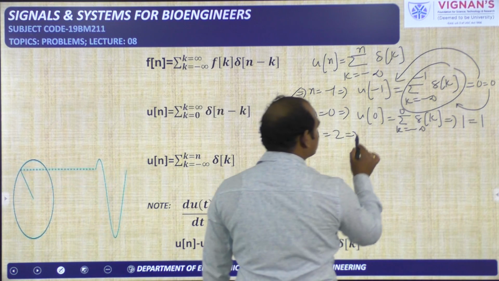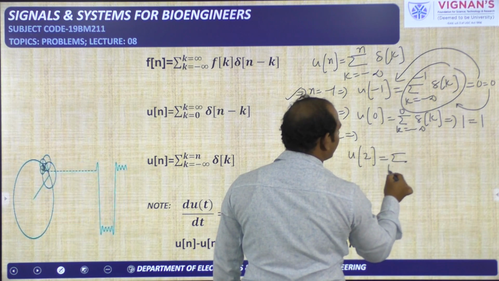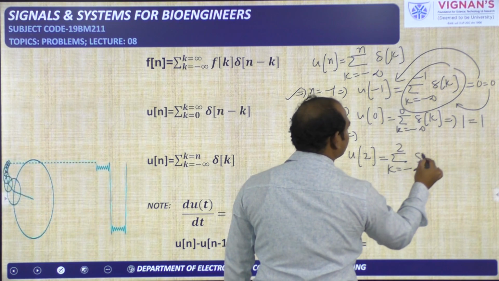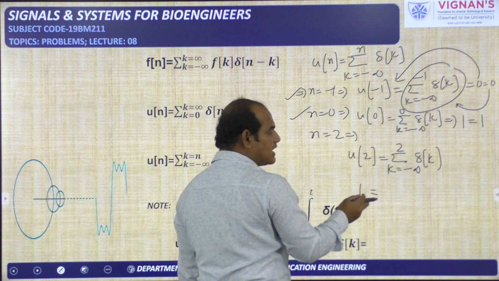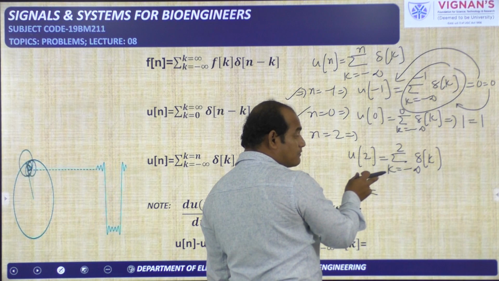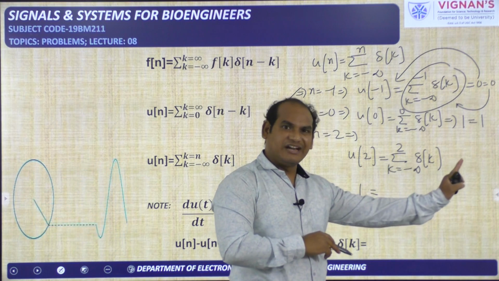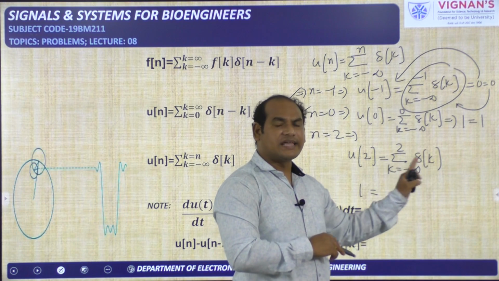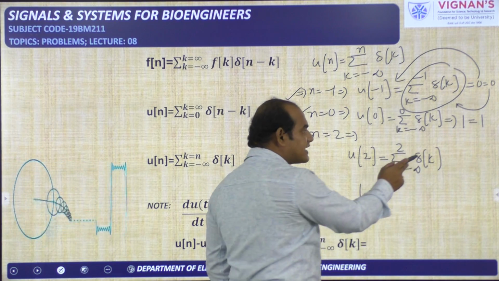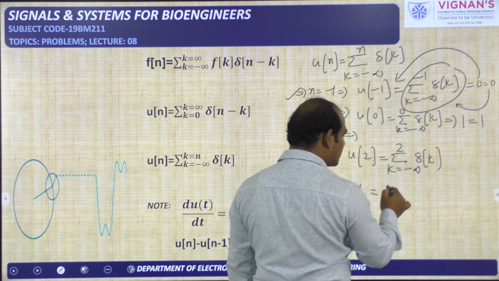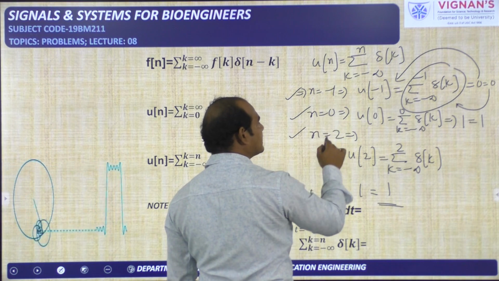Now substitute n is equal to 2 in this equation. U of 2 is equal to sigma k is from minus infinity to 2 del of k. U of 2, right side, you will get 1. On this side you see, you are adding this impulse signal for k from minus infinity to 2. In between 0 is there. Minus infinity to minus 1, negative side. K is equal to 0, and then k is equal to 1, and then k is equal to 2. For all the k values, this del value is 0 only, but only at k is equal to 0 you will get del of 0, that is 1. Again this equation is satisfied for n is equal to 2, that is positive values also.